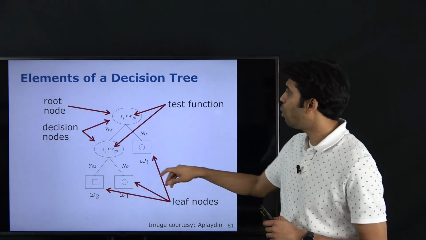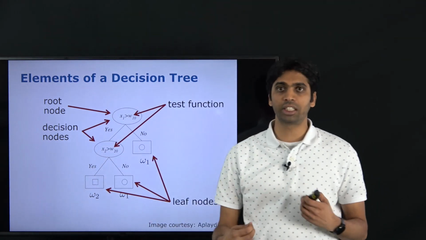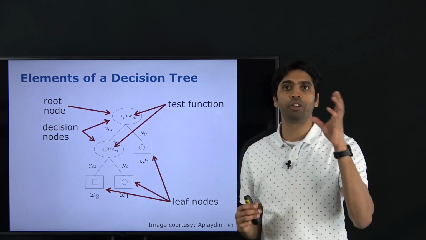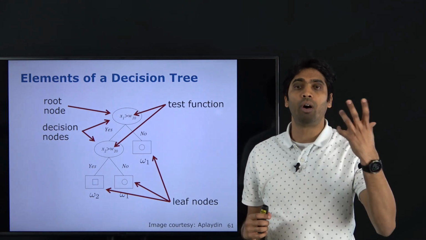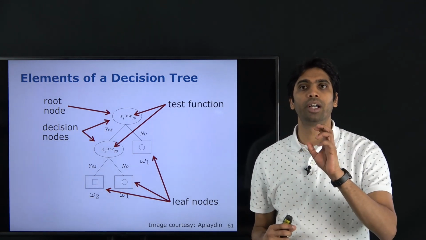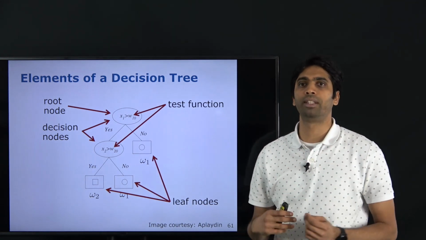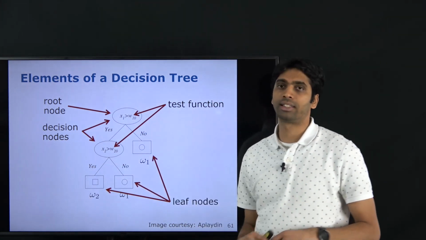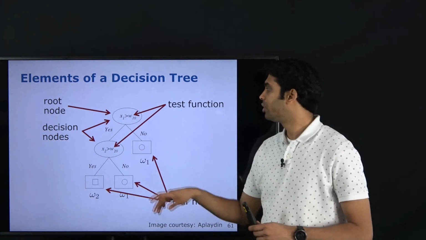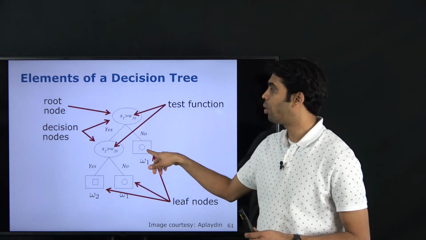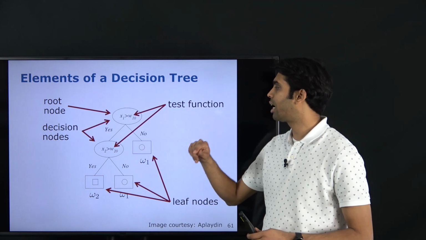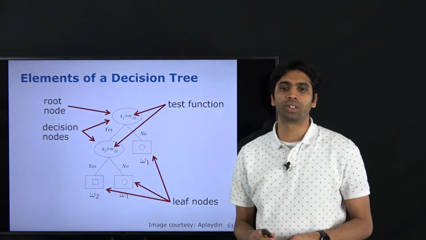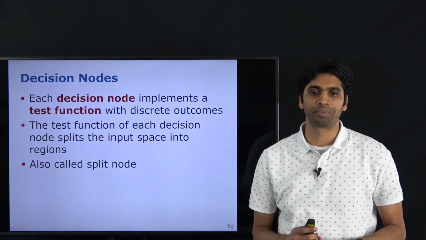And then what is sitting inside is called the test function. This is the logic that you use to determine from your feature space where or how to split your input space so that it helps you determine the class. And when you reach one of these end nodes, called the leaf nodes, you have your decision. So if you end up in this node of the tree, you know that that example corresponds to a circle one, whereas if you end up here, that example corresponds to a square one.